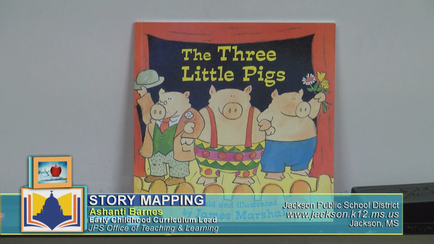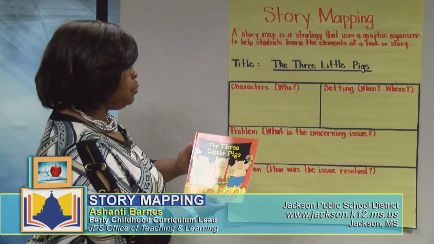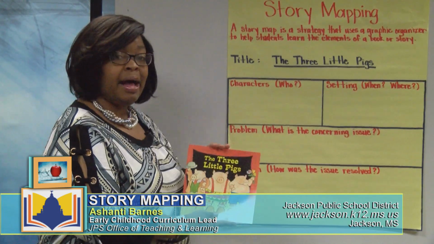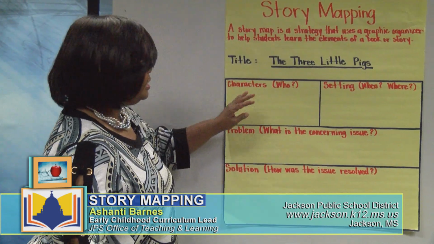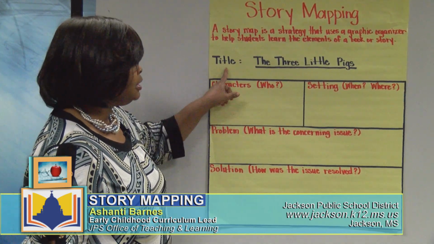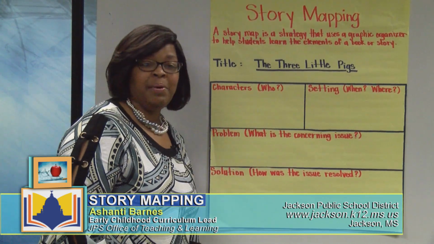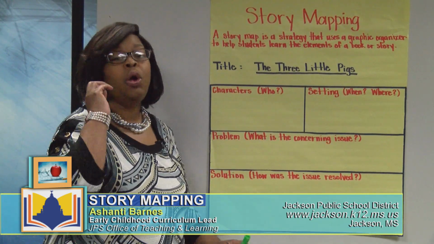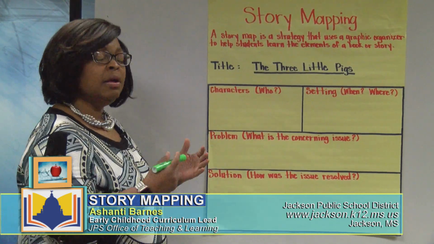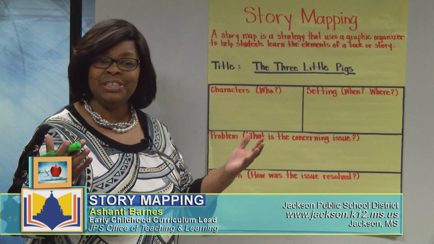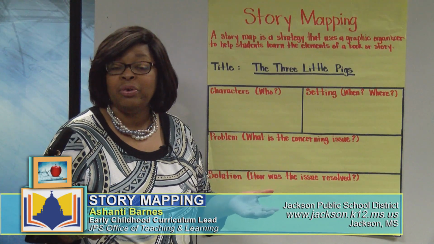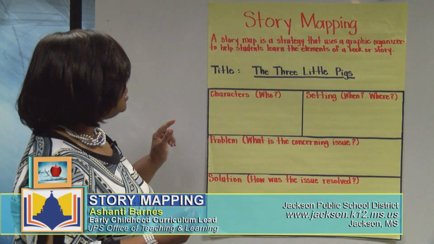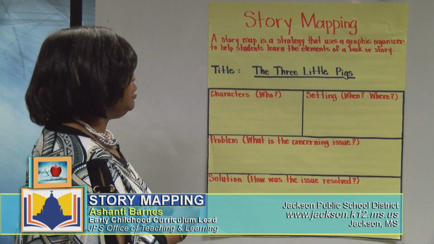So let's just look at the book, a very familiar text, The Three Little Pigs. And what we're going to do is we're going to complete the story map using what we know about the story elements. So if you can see, I have already pre-programmed our title for The Three Little Pigs. The first thing we want to do is to focus in on who the characters are. Who are the characters? So a character, as you remember, would be a person or an animal, or even a creature in a story. So we want to identify the main characters in The Three Little Pigs.